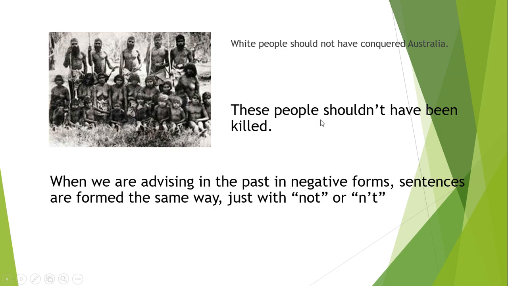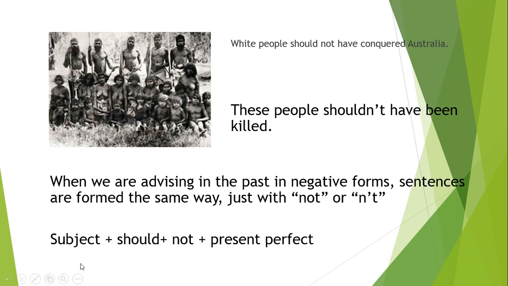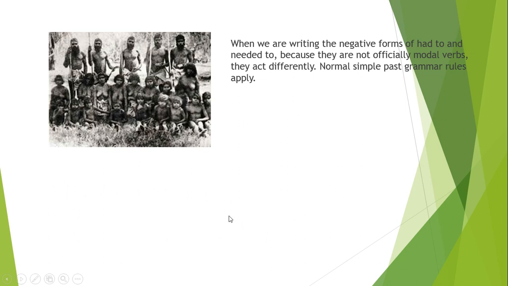When we're advising in the past or talking about what would be better in negative forms, sentences are formed the same way, just with not or n't. Subject, should not, plus present perfect. When we're writing negative forms of had to and needed to, because they're not officially modal verbs, they act differently. Normal simple past grammar rules apply.